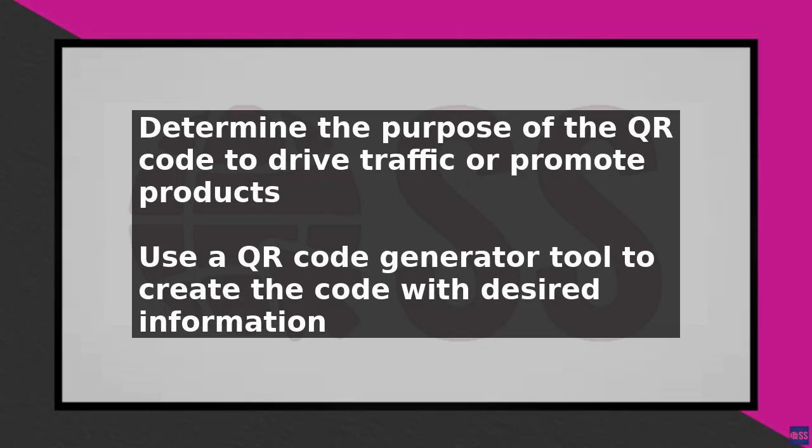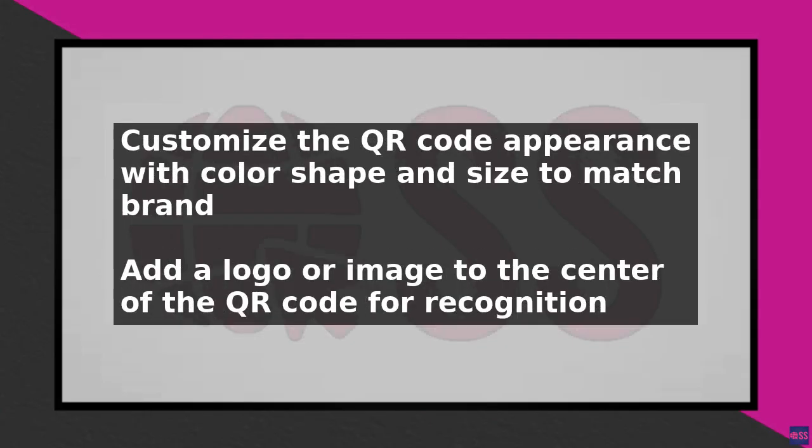the code. After entering the URL or text, you can customize the appearance of the QR code. You can change the color, shape, and size of the code to match your brand. You can also add a logo or image to the center of the code.